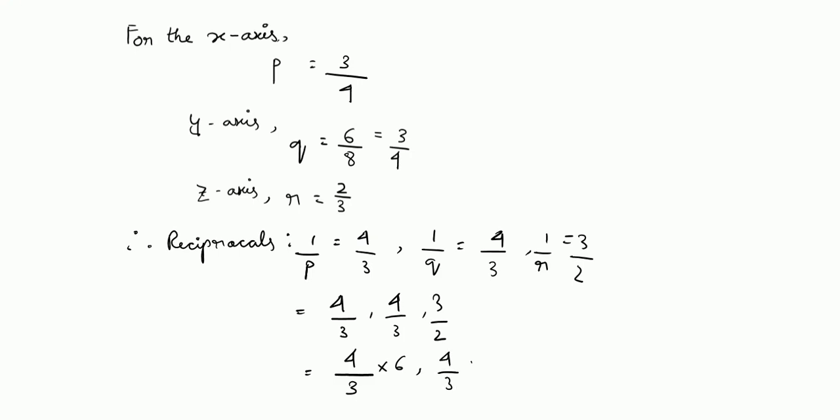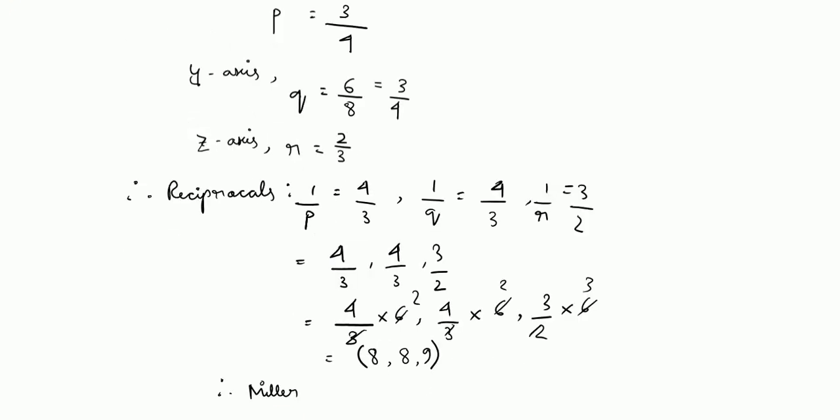So we will multiply each term with 6 to get the clear fraction. 4 by 3 multiplied by 6, 3 by 2 multiplied by 6. So we have 8, 8, 9. So this is the set of Miller indices for this particular question. Therefore, the Miller indices for this particular question is 8, 8, 9.